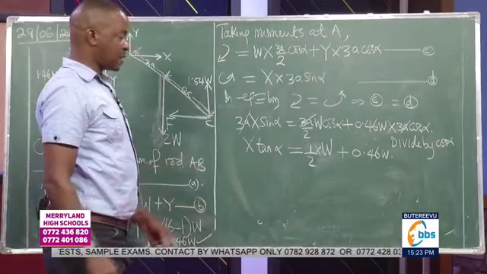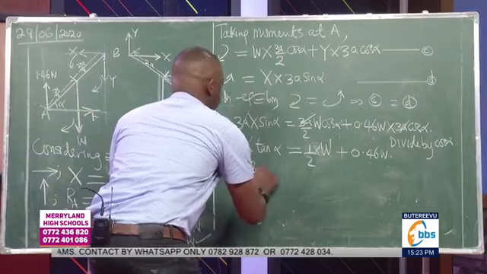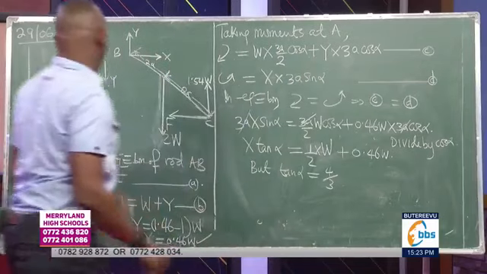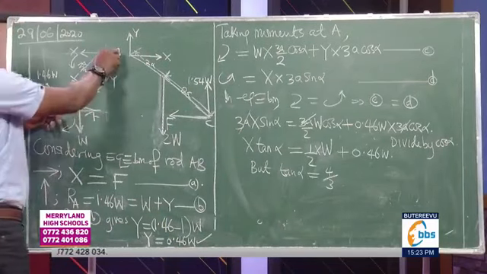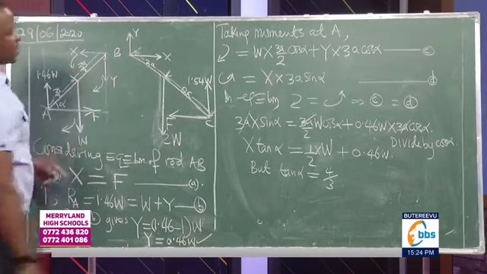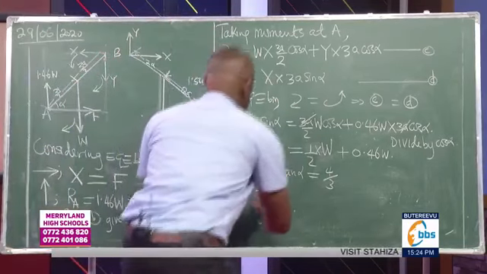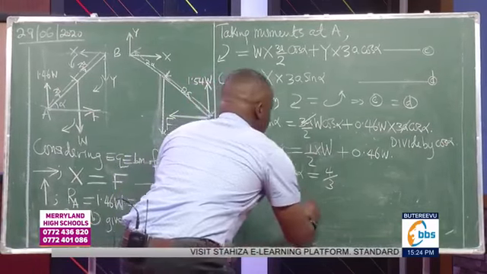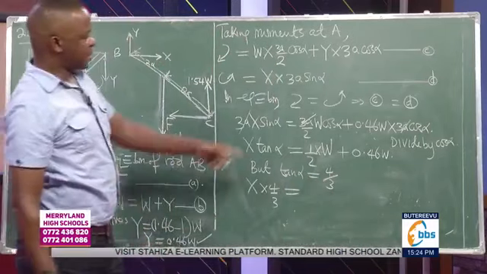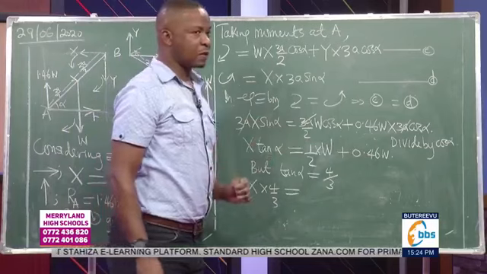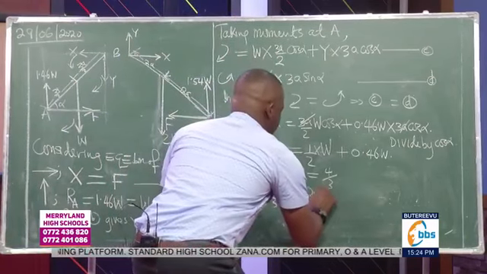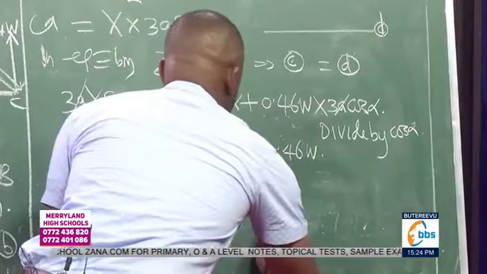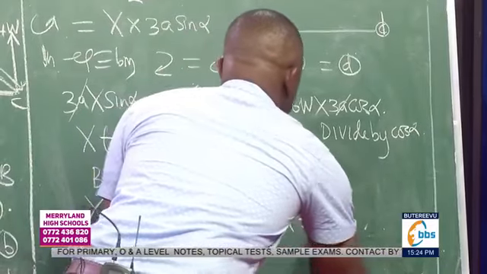My interest is to get x, but tan of alpha, we had got it as 4 out of 3. In case you have forgotten, this was alpha. We had a right angle here, so tan is opposite over adjacent. So it was 4 over 3. I will substitute it here, and my x times 4 over 3 will give me, if I add this, 0.5 plus 0.46, that is 0.96 W, and I want x.